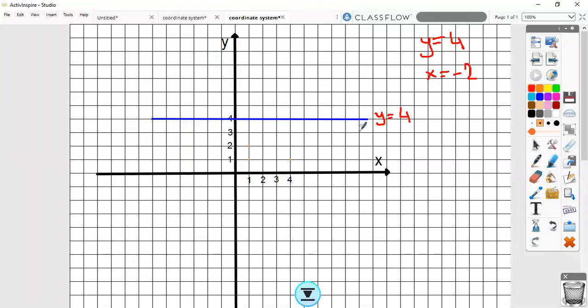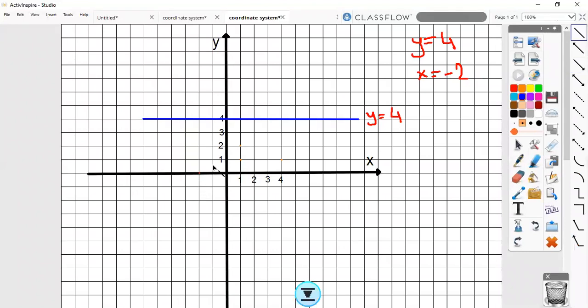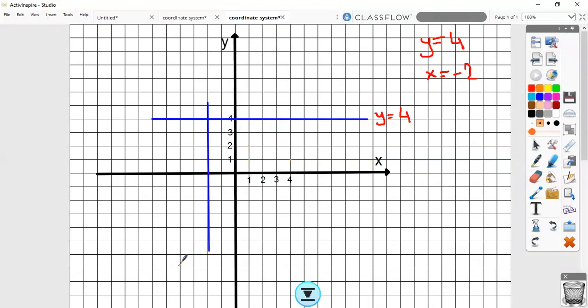Now I need to draw x is equal to minus 2. I am going to find minus 2. This is minus 1, and this is the minus 2 point. Then I am going to draw my graph of x is equal to minus 2. Now it will be this one. This is x is equal to minus 2, my vertical line. Do you have any question?